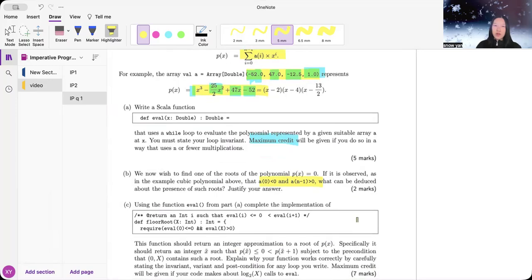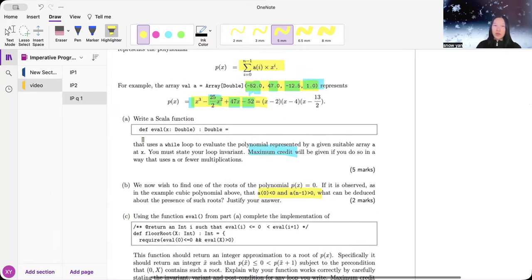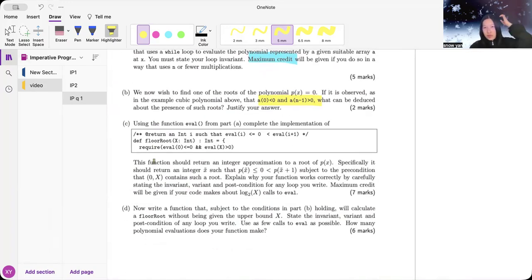So overall, I think the most difficult part was actually part A, thinking of using Horner's method. But other than that, all the other parts were relatively doable. Let's end it off here.